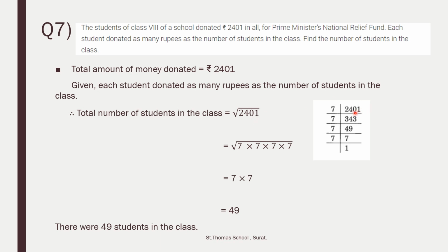2401. Now, you have to find the prime factors of 2401. Divide by 7, that is 343. Again divide by 7, 49. Divide by 7, that is 7. Again divide by 7, that is 1. So, that is square root of 7 multiplied by 7 multiplied by 7 multiplied by 7. And 2 times 7, that means 1 time you have to write outside the square root. Again 2 times 7, 1 time outside the square root. That is 7 multiplied by 7 is equal to 49. So, how many students in the class? There were 49 students in the class. So, each student donated rupees 49. Clear?